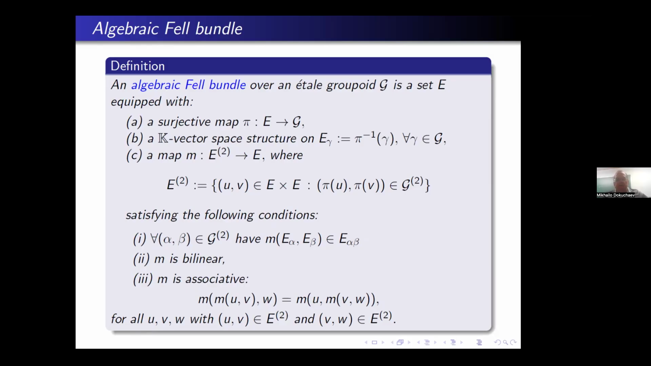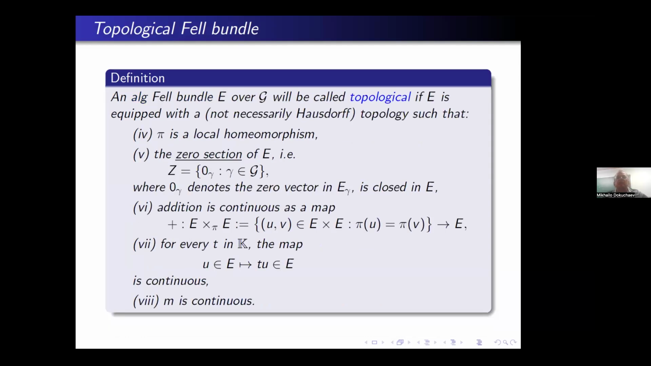We also introduced the notion of a topological bundle. An algebraic bundle is a topological bundle if E has a topology, which is not necessarily Hausdorff, and such that pi, that surjective map onto the groupoid, is a local homeomorphism. Also, as I mentioned, each fiber is a vector space, so it has a zero element. The set of all zero elements, which we also call the zero section, is supposed to be closed in the bundle.